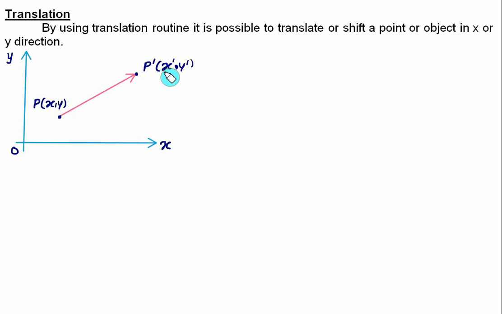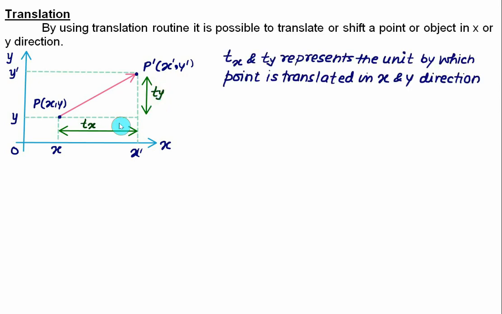In this case the x prime coordinate will change, and the y prime coordinate will change. It depends upon what type of translation we require along the x-axis and along the y-axis. So the original coordinate of the point P is x and y, and the new coordinate becomes x prime and y prime. How much it is translated along the x direction? For that you have to use tx units and ty units along the y direction. So here tx and ty represent the units by which the point is translated in the x and y direction.